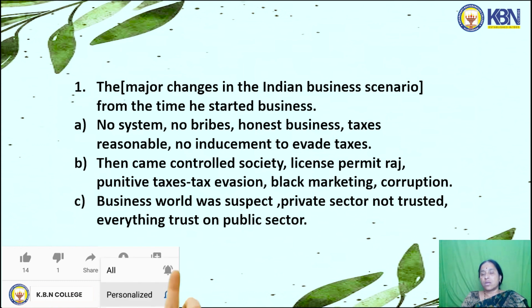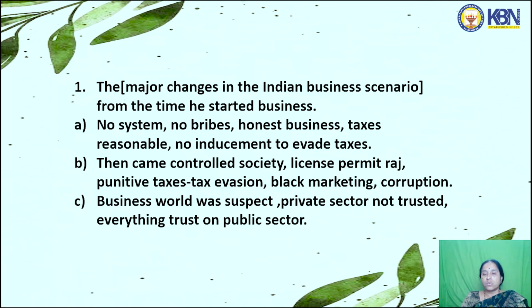But then came the controlled society. That is, after independence, the parties needed funds for elections. So the licensing Raj system was introduced by Jawaharlal Nehru. Once this license system started, permits were given. There were punitive taxes, which led to tax evasion, black marketing, and corruption. Now the business world has become suspect, and the private sector was not trusted, and everything was entrusted to the public sector.